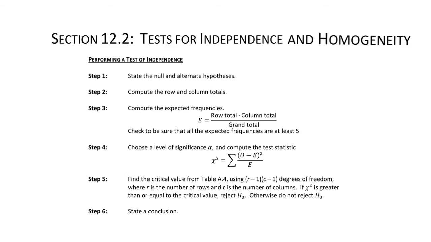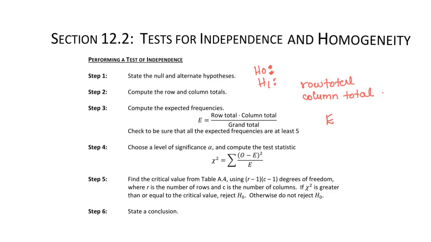Then state a conclusion. So let's look at this procedure again. First state the null and alternate hypothesis. Okay. Then find the row total and column total.